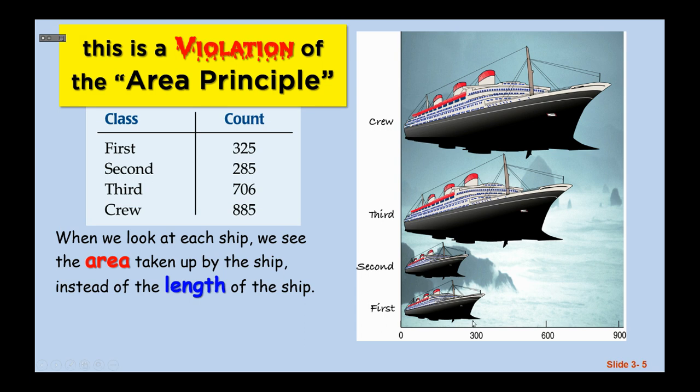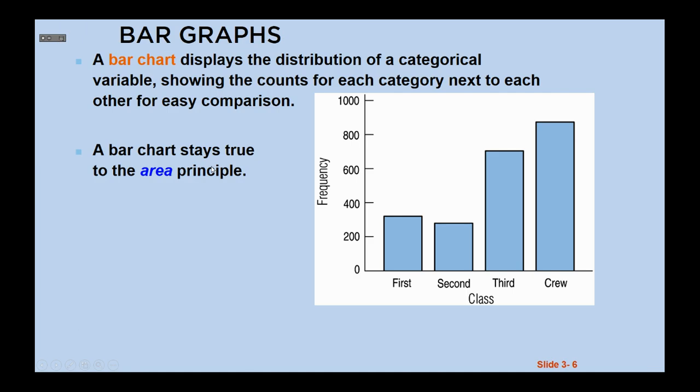You can see that if we took 4 of these first class ships, we could probably fit them here inside the crew, but 4 times the first class number of passengers is not the crew. So it violates this principle. And instead, we don't want to have different areas for each thing when we're just looking at one variable, just number of people. So we use a bar graph instead.